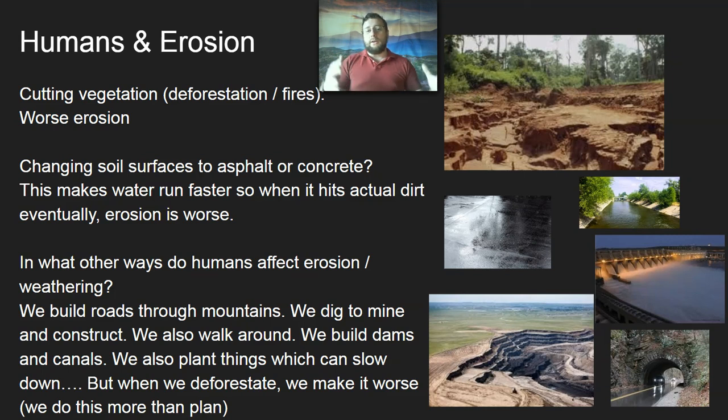We make canals and dams, which change the flow of the river and stop the flow of sediments through them, and change the rate at which the rivers flow. All of that affects the erosion. We do plant things which slow down erosion, but we also do a lot of deforestation, which increases it. So in a lot of these ways, humans will cause erosion.